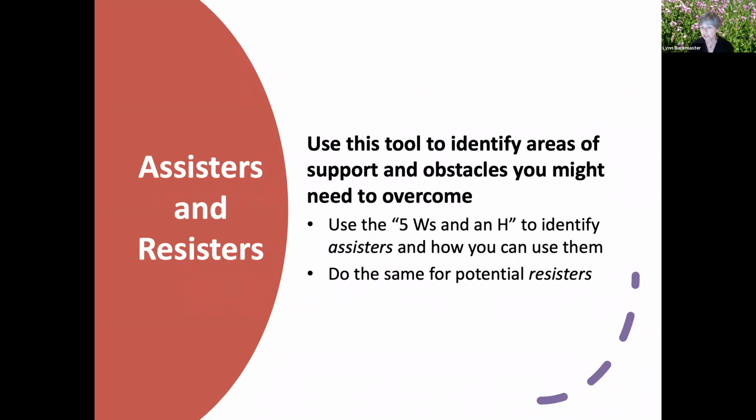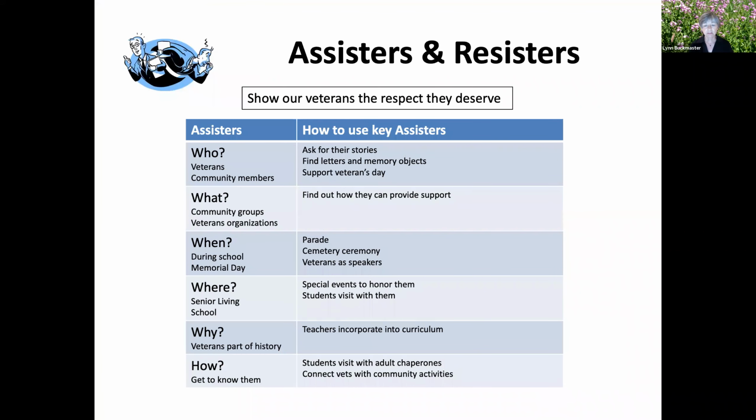Another tool you can use is called Assisters and Resistors. This helps you identify support you have and obstacles that you might have to overcome. So use the 5 W's and an H to identify assisters and how you can use them, and do the same for potential resistors. So here are some that kids thought of for showing our veterans the respect they deserve.